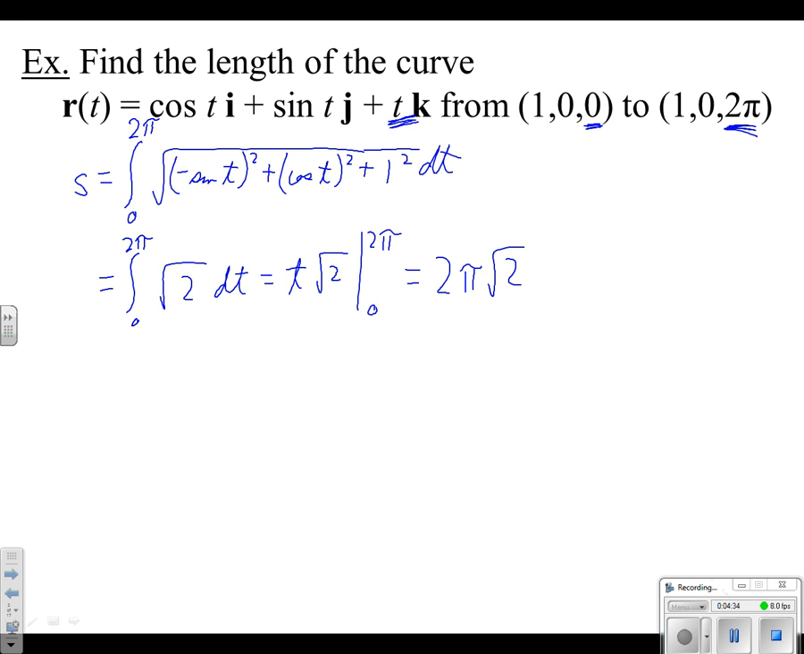And I believe we talked about this parametric equation last class. This is the helix, or the spiral, or whatever you want. So basically, one run around the spiral would have a length of 2 pi radical 2.